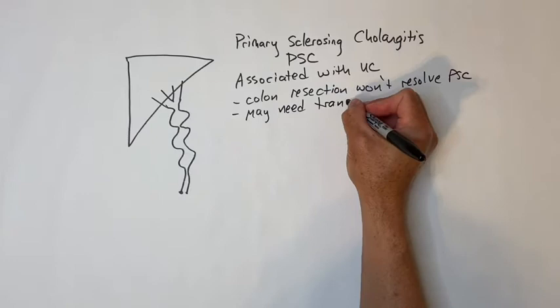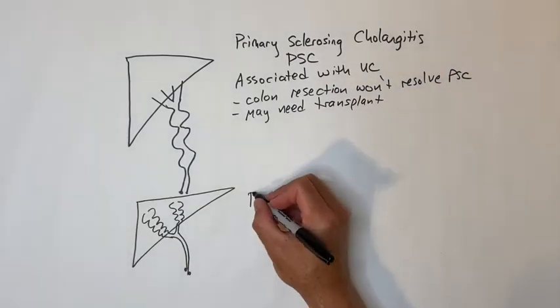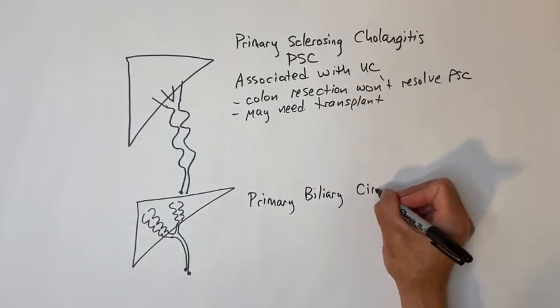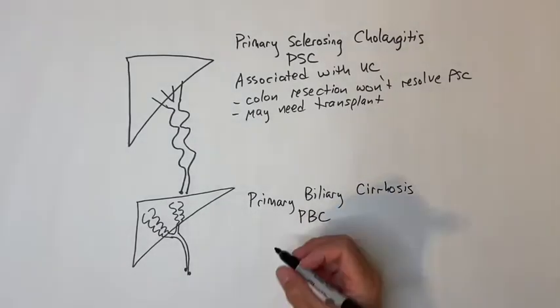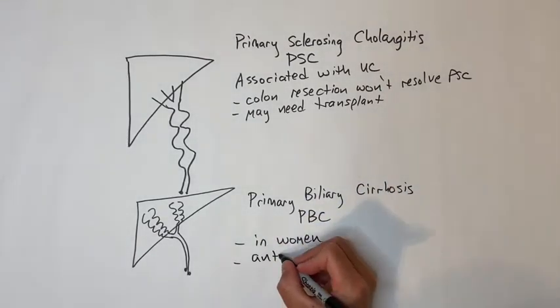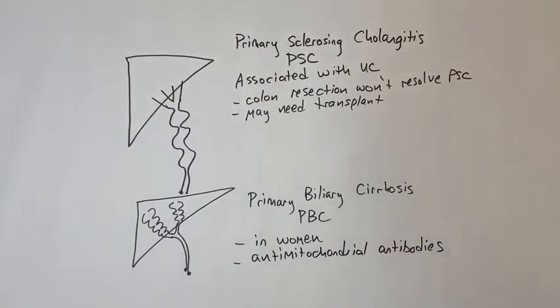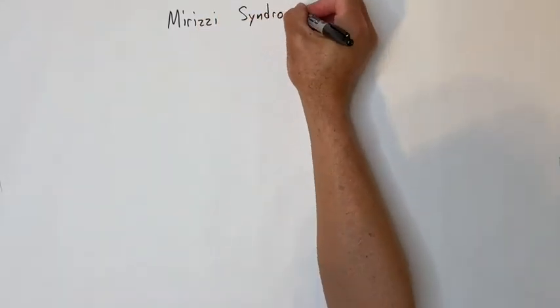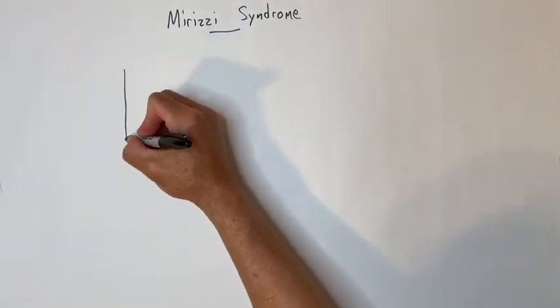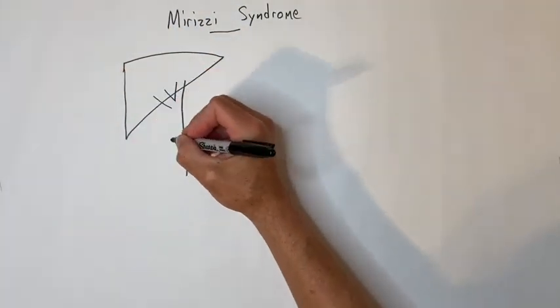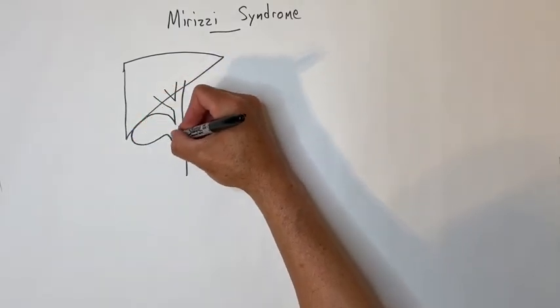Primary biliary cirrhosis, or PBC, occurs in women. It leads to progressive biliary obstruction and cirrhosis. It's caused by antimitochondrial antibodies, and these also often end up needing liver transplant. Next, let's talk about Mirizzi Syndrome. Mirizzi Syndrome is blockage of the common bile duct by a gallstone stuck in the neck or the cystic duct of the gallbladder.